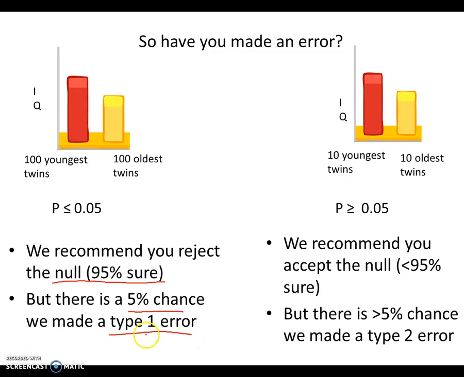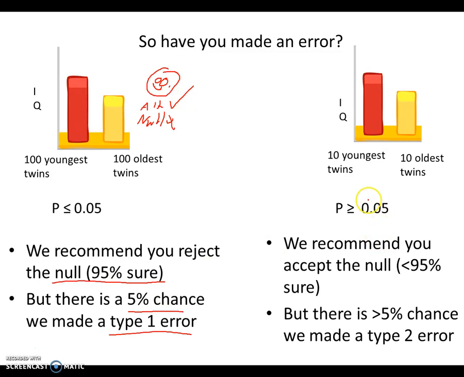A type 1 error is rejecting your null and accepting your alternate, that twins have a significant difference depending on whether they are first or second born, but there's a 5% chance that we're wrong. So this researcher would say, yes, I'm accepting my alternate hypothesis and I'm rejecting my null, but in a peer review, this researcher would say there is a small chance I've made a type 1 error, but it's less than 5%. So I'm happy with that.